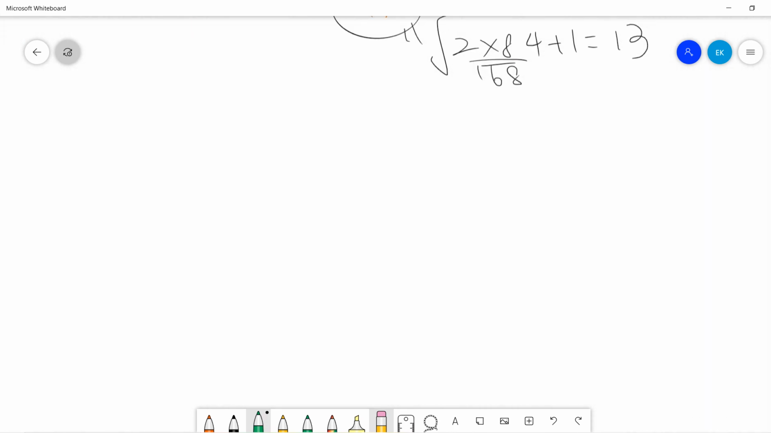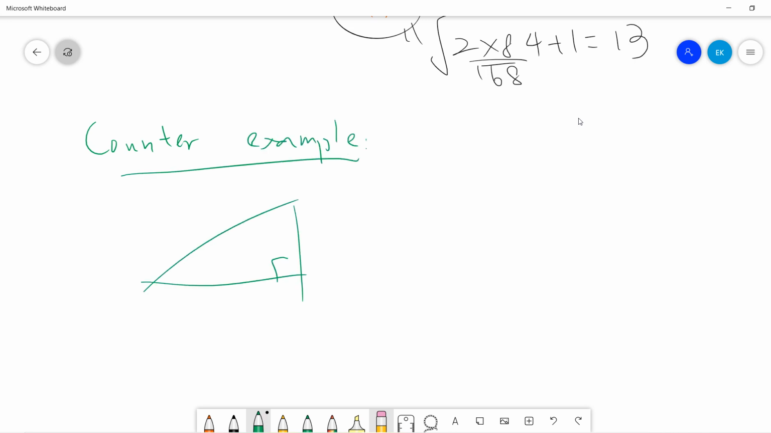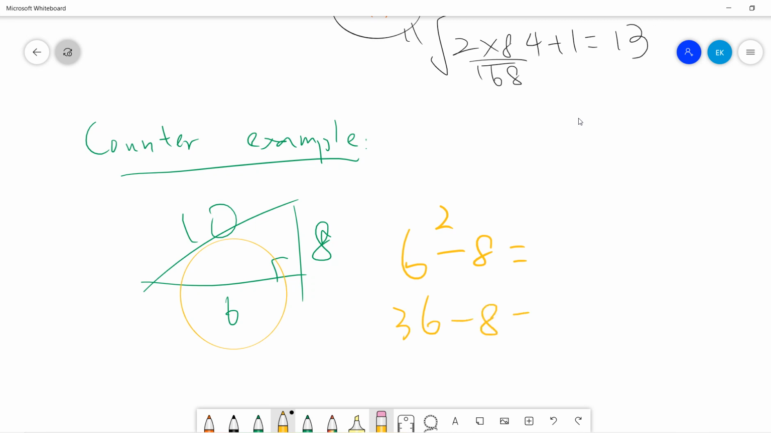Okay, so let's see a counterexample. Seriously, we are doing math, right? Let's say 6, 8, and 10. If you take the shorter one, 6 squared minus 8, you get 36 minus 8, which is 28. That's not equal to 10. So a simple counterexample shows that this trick does not work in general.